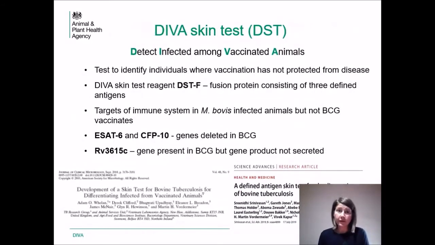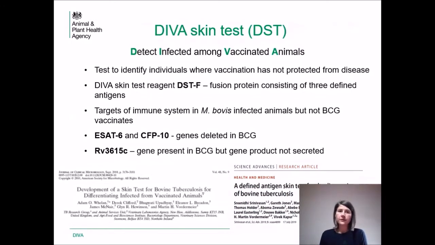A game changer has really been the development of a DIVA skin test, which was developed by Gareth Jones and his team at APHA. And this DIVA skin test really allows us to identify individuals where vaccination has not protected from disease. So DIVA in our case stands for Detect Infected among Vaccinated Animals. The DIVA skin test reagent is DSTF, where F stands for fusion protein. So it's a fusion protein consisting of 3 defined antigens, and they are targets of the immune system in Mycobacterium bovis infected animals, but not BCG vaccinates.